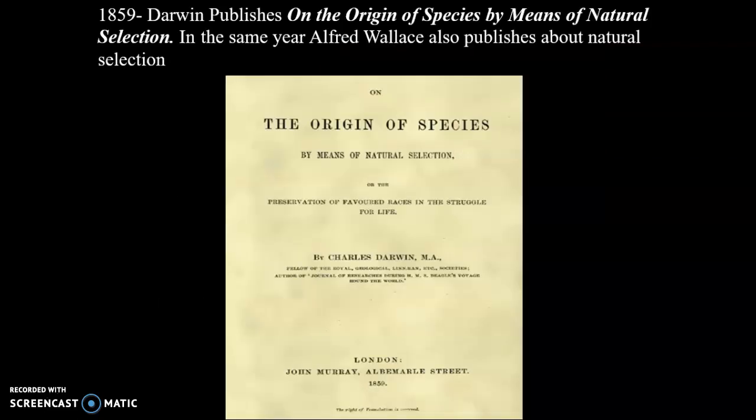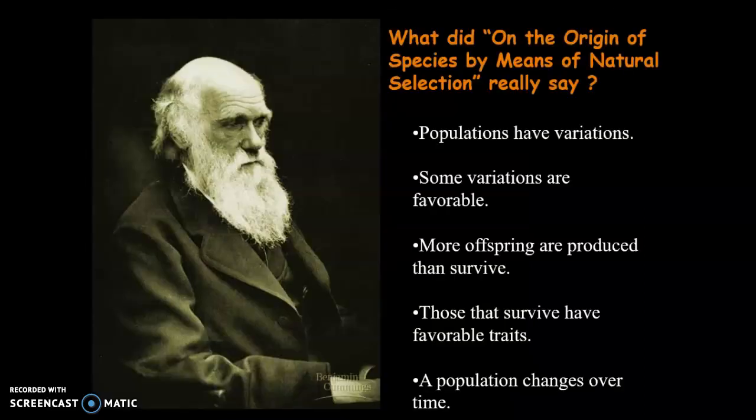So in 1859, Darwin published On the Origin of Species by Means of Natural Selection. In the same year, Alfred Wallace also published his ideas on natural selection. And if you think about it, you probably have never heard of him before, but hopefully you've heard of Charles Darwin. So again, it makes sense why he published his work. On the Origin of Species is a very, very long book, but really we're going to boil it down to just 5 bullet points on natural selection and what that really means.